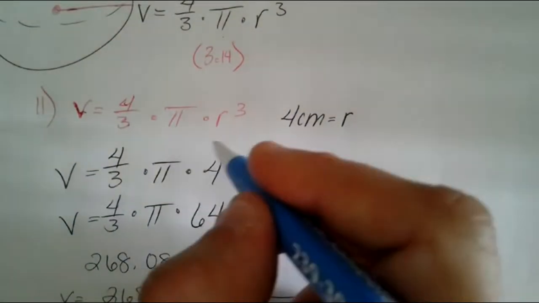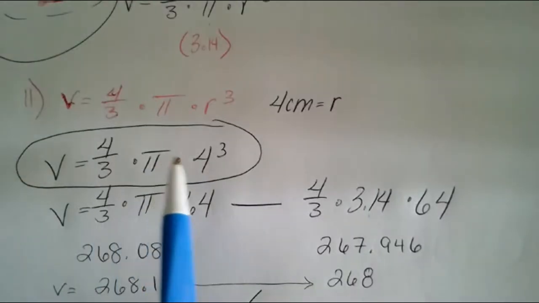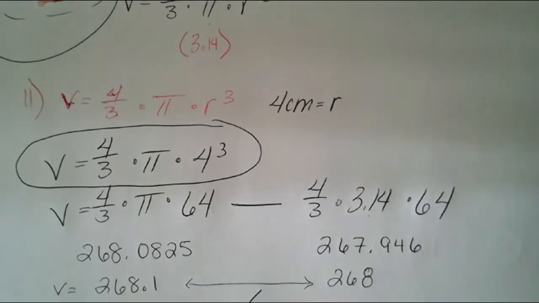For number 11, hey Mr. Malone, this was my equation. I did 4/3 times pi times 4 to the 3rd. Maybe you put the radius for the height, or the height for the radius, etc.